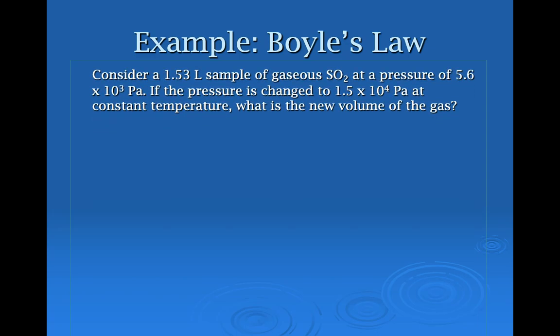So this is the exact same problem from the pictures I just showed you 2 slides ago. A 1.53 liter sample has a pressure of 5.6 times 10 to the third pascals. If we change the pressure to 1.5 times 10 to the fourth pascals and the temperature stays constant, what is the new volume? So from this, we have some knowns and we have a definite unknown.